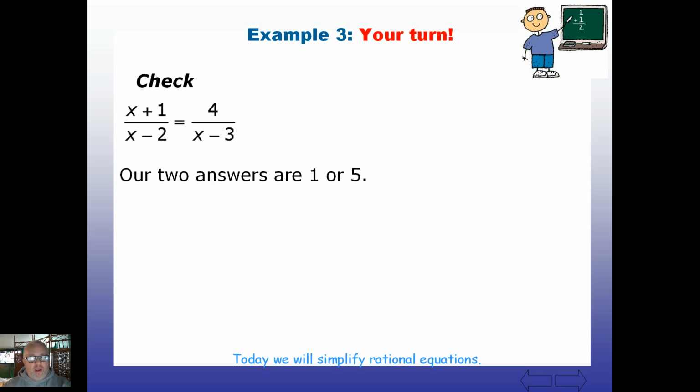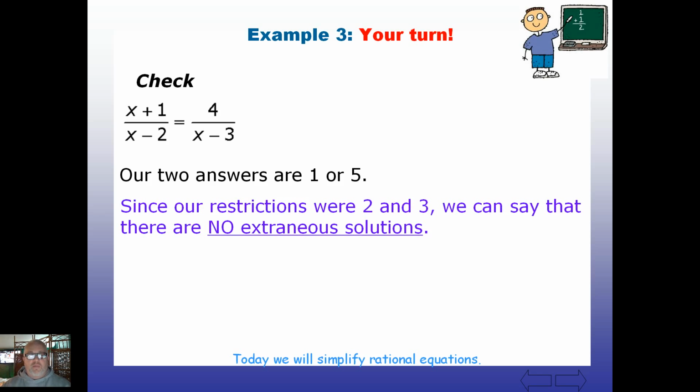If I plug a 1 in there, I don't get a 0. If I plug a 5 in there, I don't get a 0. I don't care about the numerator. Numerator's not important, just the denominator here. So it looks to me like there are no restrictions because our answers were 2 and 3. That's what our restrictions were, I should say. So there are no extraneous solutions. So our solution set is 1, 5.